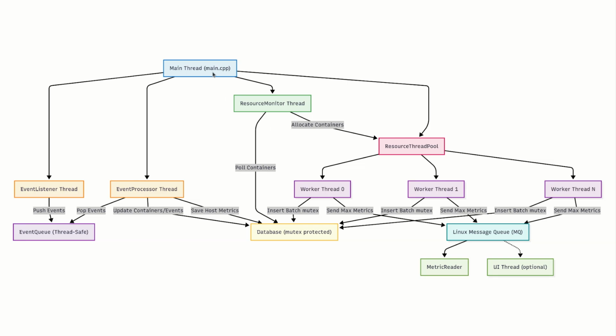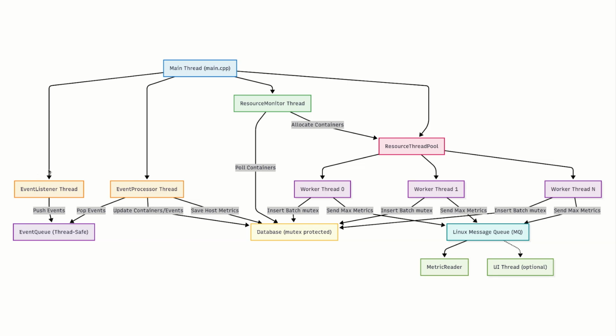And once the application starts, it basically spawns a few threads. The first thread is the event listener, the second thread is the event processor, and there is a resource monitoring thread and a resource thread pool. So you have 4 threads.